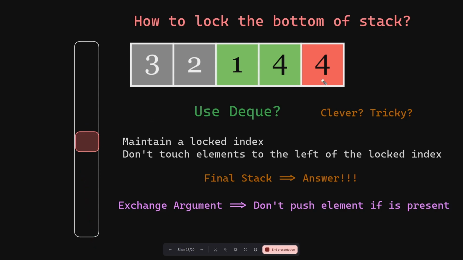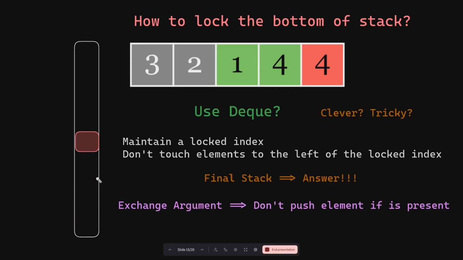But now you have to compulsorily lock this element because it has now been taken in your answer. So you lock this element and then you keep on adding new candidates. For the new candidates, you follow the same process of finding the next greater element, but you ensure that you never pop more than this red box over here. And notice that the final stack is your answer. The final stack will contain all the candidates in the correct order.